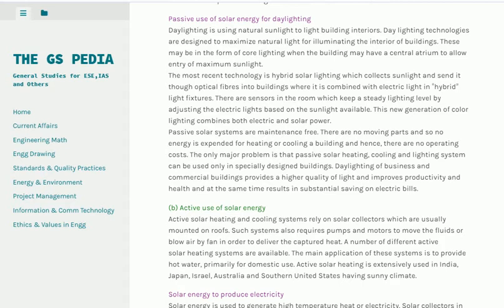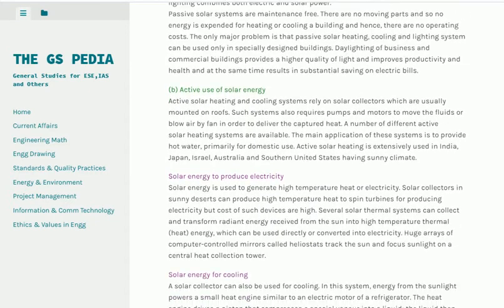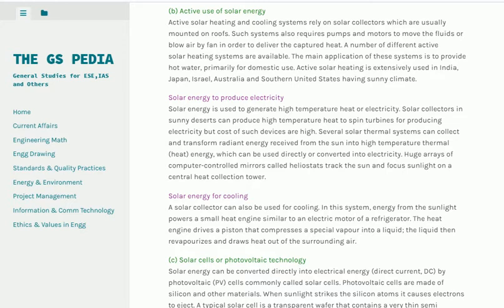The active use of solar energy. Active solar heating and cooling systems rely on solar collectors, which are usually mounted on roofs. Such systems also require pumps and motors to move the fluids, or blowers and fans, in order to deliver the captured heat. A number of different active solar heating systems are available. The main application of these systems is to provide hot water, primarily for domestic use. Active solar heating is extensively used in India, Japan, Israel, Australia and the southern United States, which have a sunny climate.